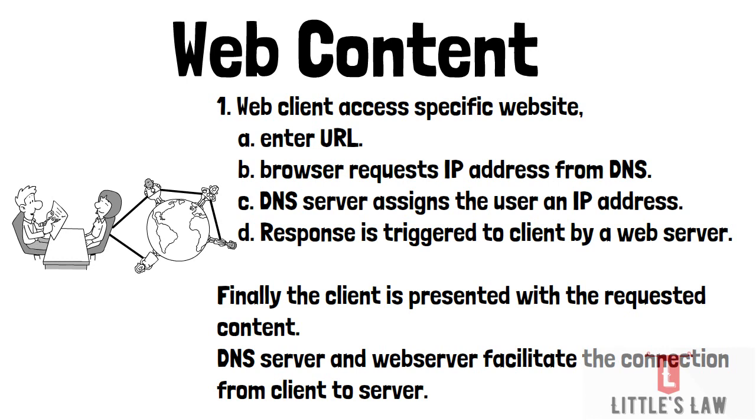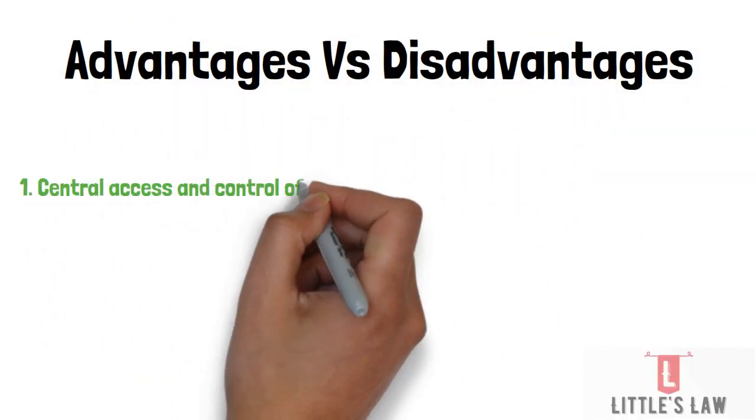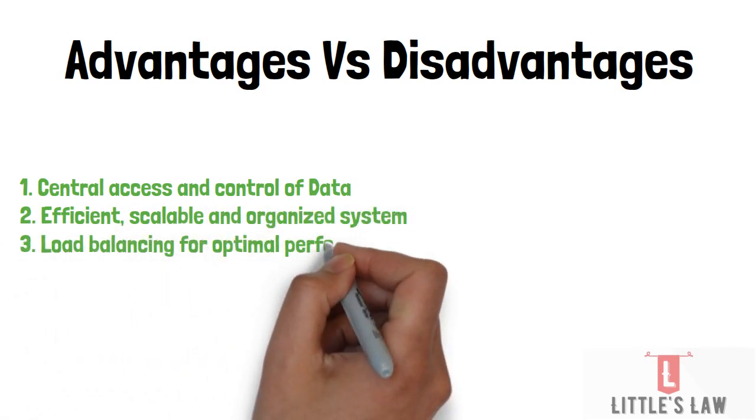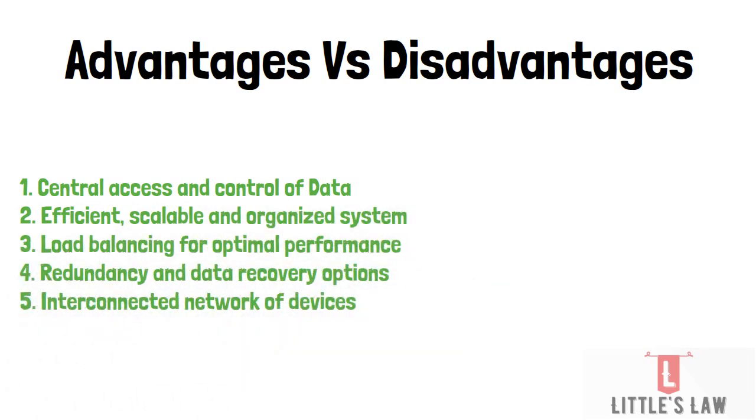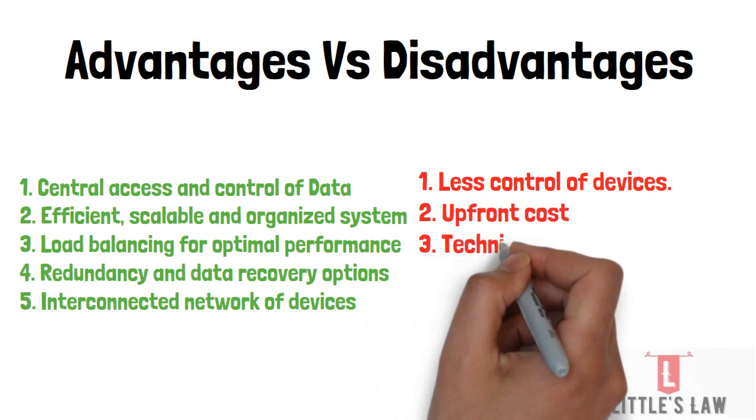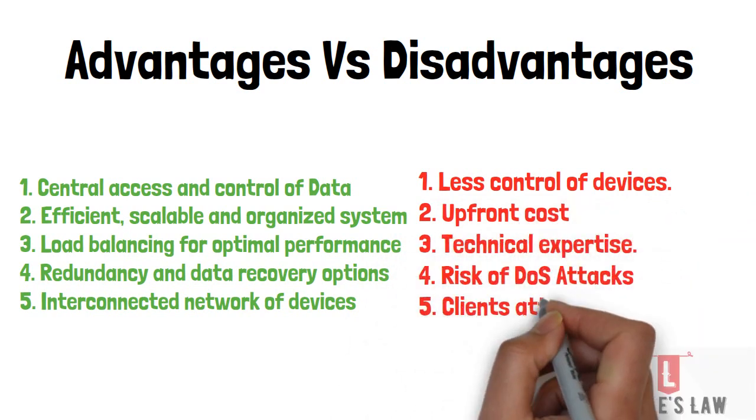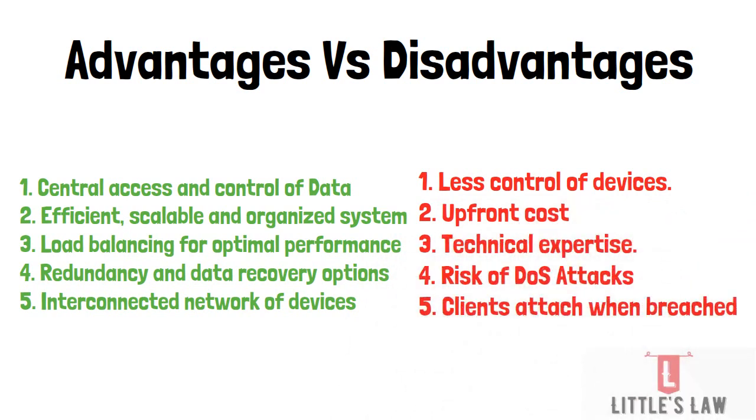So we saw two examples of how the client server model works. Let's now see the advantages and disadvantages of the client server model. When talking about the advantages, it has central access and control of data. On the other hand, the client server model has less control of some network devices.